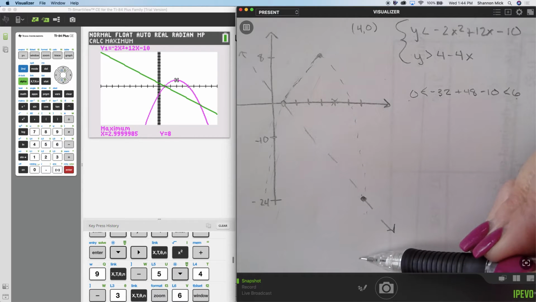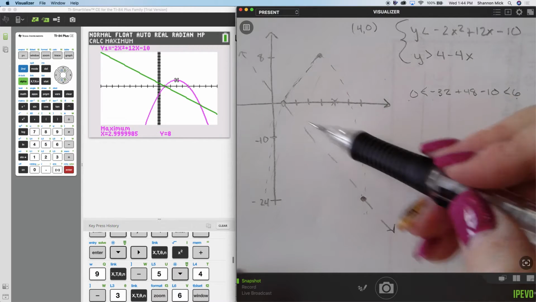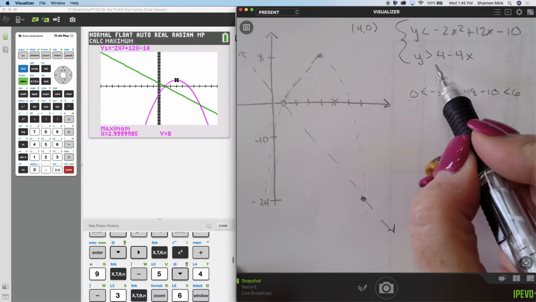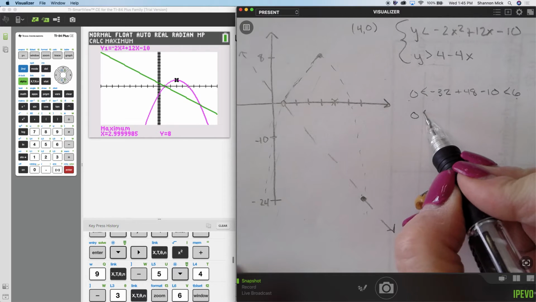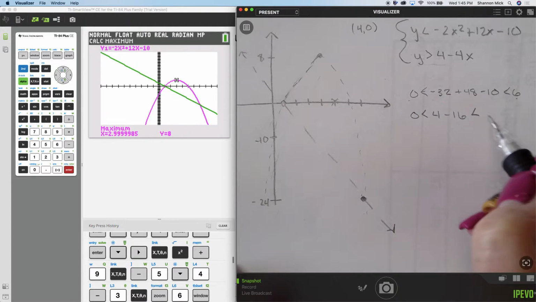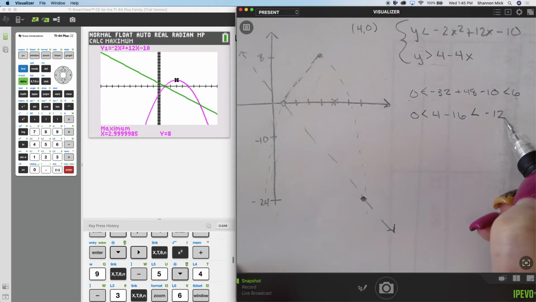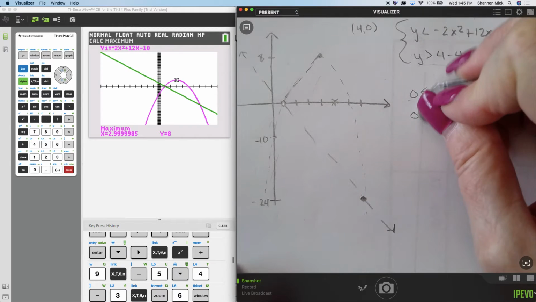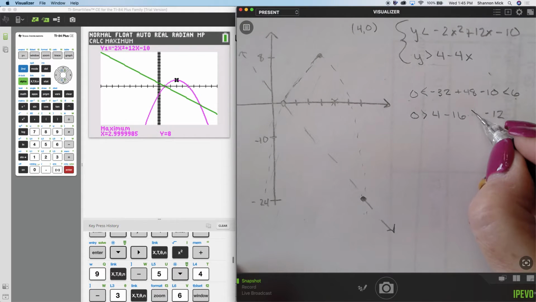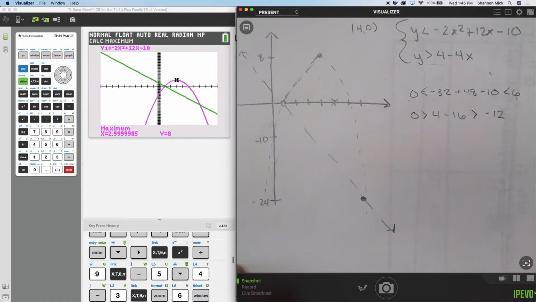We know that. But we don't know if it's going to be above the linear line or below the linear line, do we? So now we plug it in here. So 0 in for y, and I have 4 minus 16. 4 minus 16 is negative 12. Is that less than 0? Oh, is that greater than 0? I think I read that wrong. No, this one should be greater than, shouldn't it? Oh, wait, is 0 greater than it? Sorry, saying that all wrong. So it is. So that works.